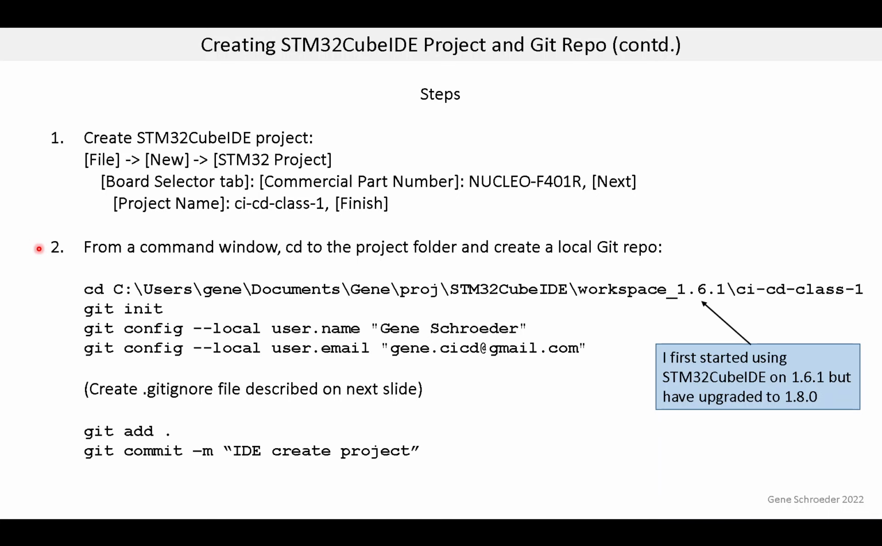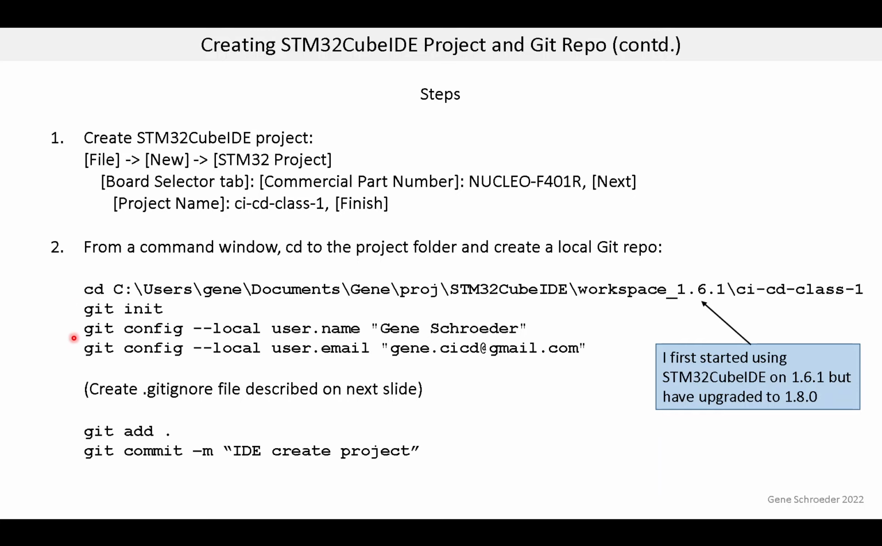So then step two is to create our local Git repo. I go to a Windows command window, I cd to the project folder and create the local Git repo. So here are the commands to do that. Here's the cd, and git init creates a local repo.